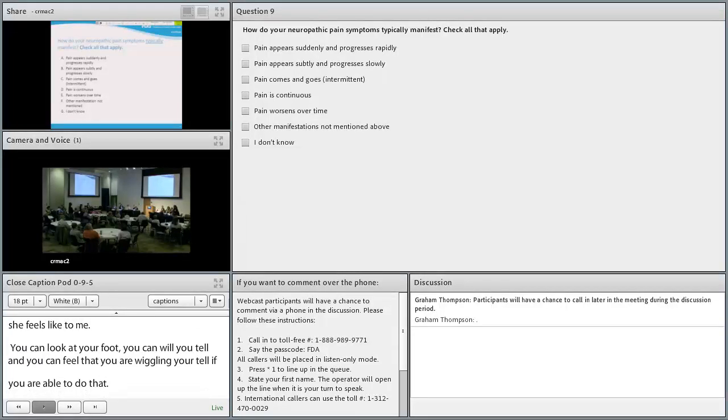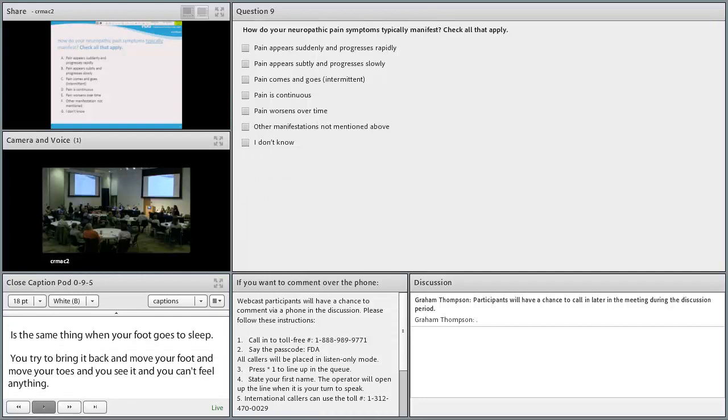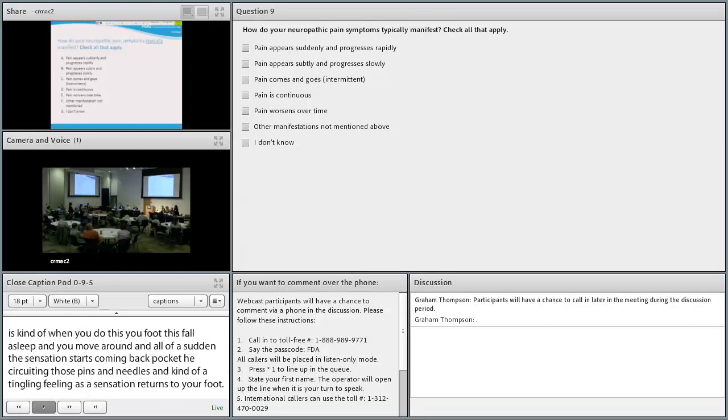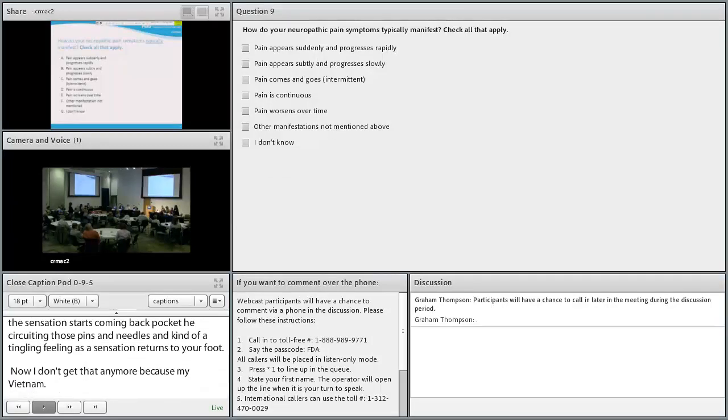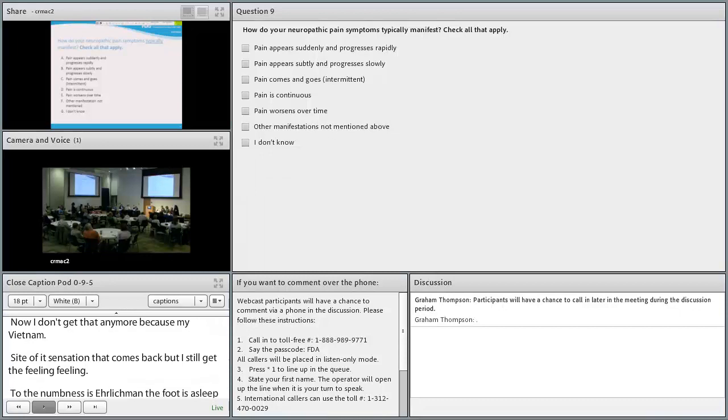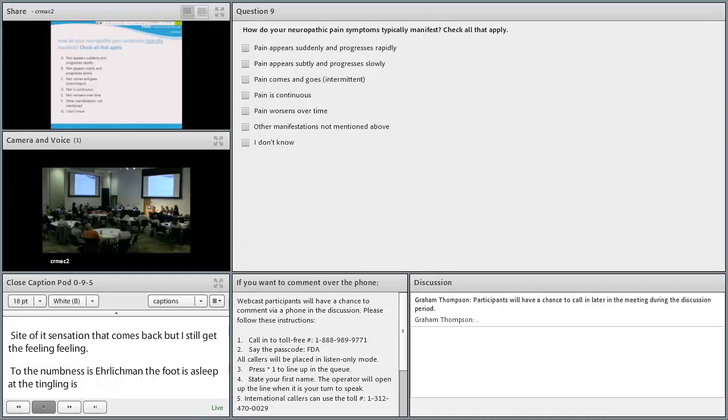The tingling is kind of when your foot does fall asleep and you move it around, and all of a sudden the sensation starts coming back, and you start getting those pins and needles and the tingling feeling as the sensation returns to your foot. Now, I don't get that anymore because my feet are numb, so I don't get the sensation that comes back, but I still get the tingling feeling. So the numbness is sort of like when the foot's asleep. The tingling is sort of like when the sensation is starting to return, and you get that first feeling that the sensation's coming back and it starts to tingle. And that's kind of how my numbness and tingling feels.